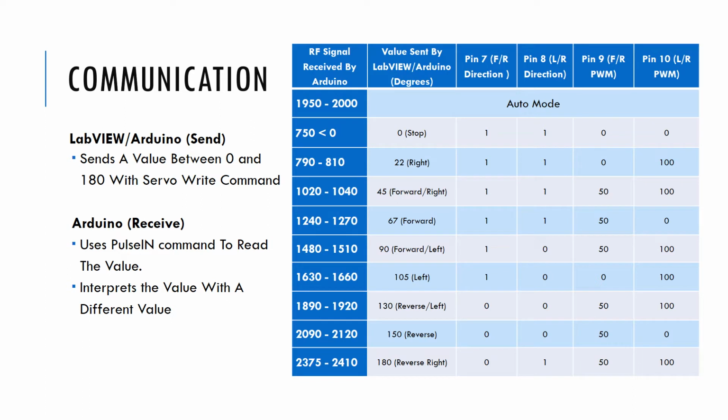Okay, so now I'm going to discuss some of the communication that was used. The LabVIEW was used to send a value between 0 and 180 using a servo write command. The Arduino then received this value, but the value received was between 0 and 2410.